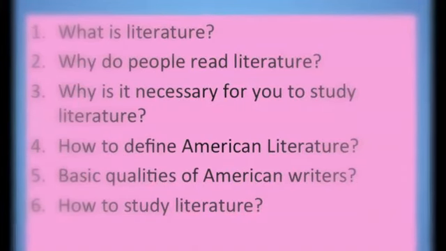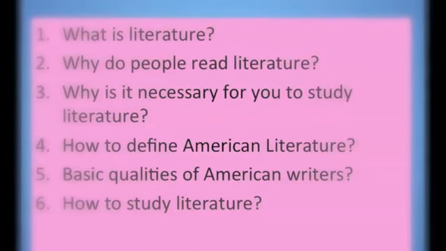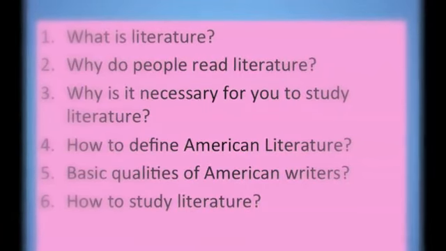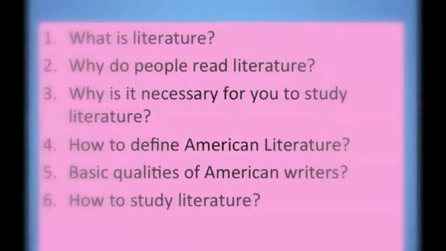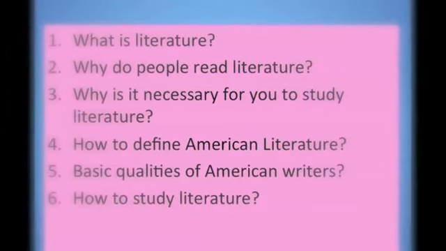First, we're going to focus on the basics. What is literature? Why do people read literature? Why is it necessary for you to study literature? How can we define American literature? What are the basic qualities of American writers? And how can we study literature?